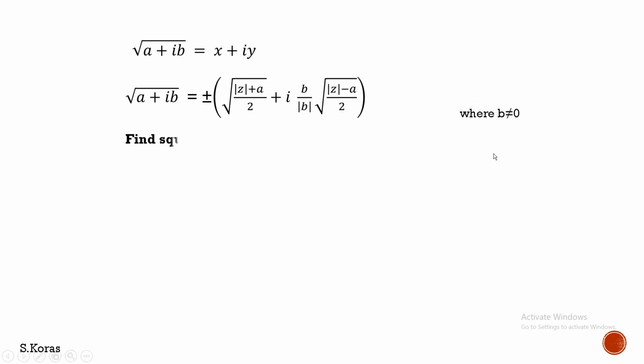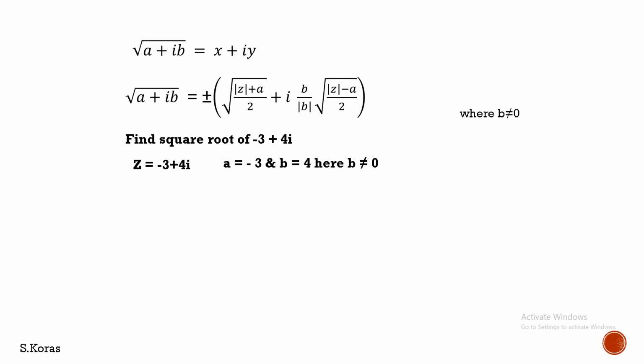Now, let us try to find the square root for the complex number minus 3 plus 4i. Let us consider this complex number as z, and let us try to find the modulus value. Here a value is minus 3 and b value is 4. Here b is not equal to 0, so we can find the square root for this problem.